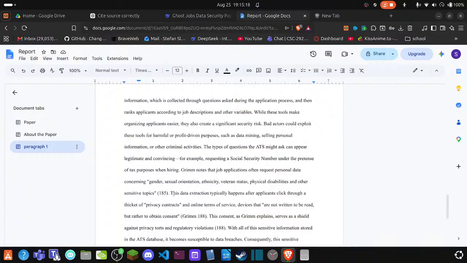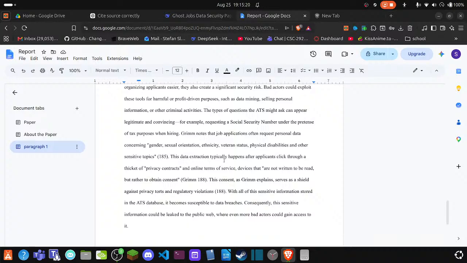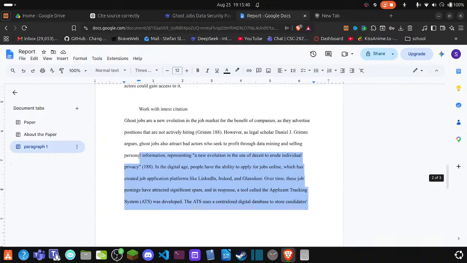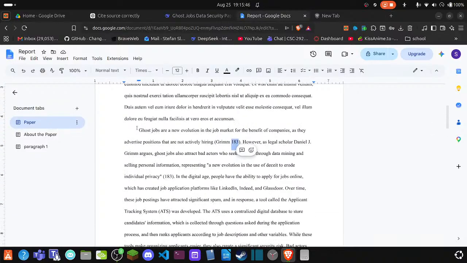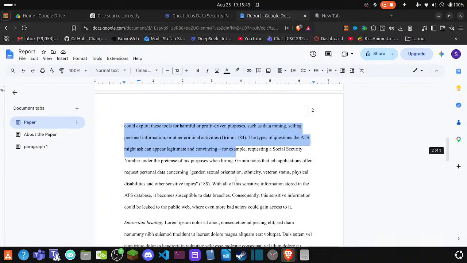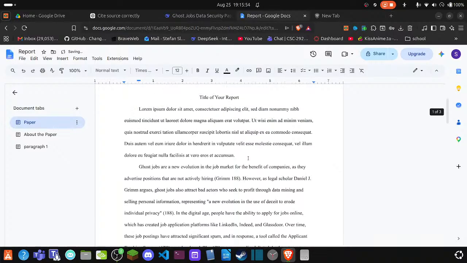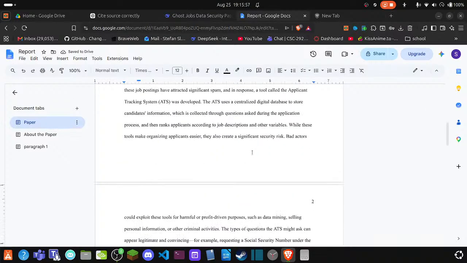Yeah, okay, source that. The data exploitation happens after the application click process. As Grimm explains, it's stored in the ATS database. Yep. Actually, at first I thought, oh no, it messed it up so badly. But then I read it, and it didn't really mess it up that badly. There you go, that's our first paragraph, guys. Yeah!